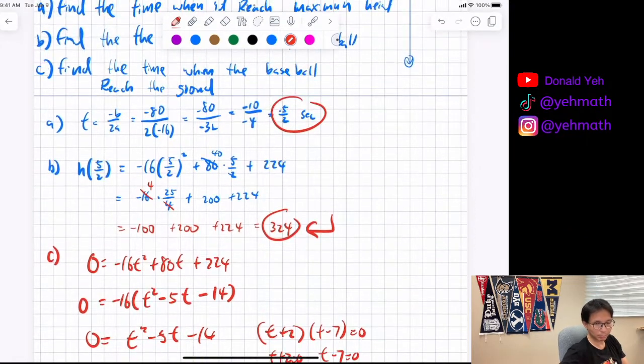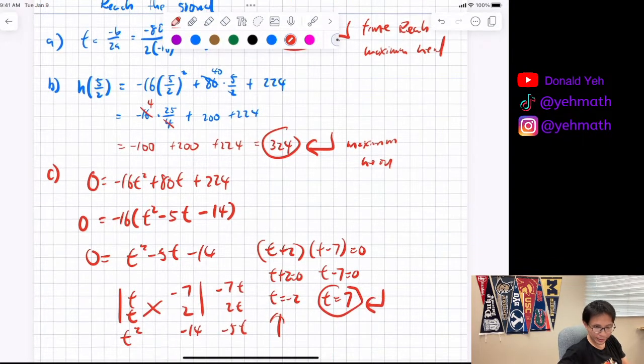324 is the maximum height. 5/2 is the time to reach maximum height. This is the maximum height, and this is the time to reach the ground.